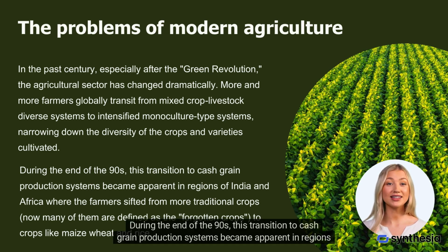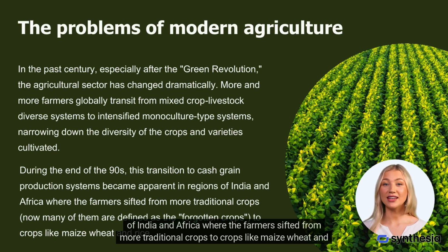During the end of the 90s, this transition to cash grain production systems became apparent in regions of India and Africa, where the farmers shifted from more traditional crops to crops like maize, wheat, and rice.